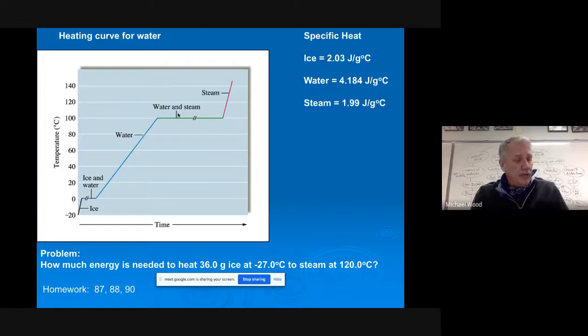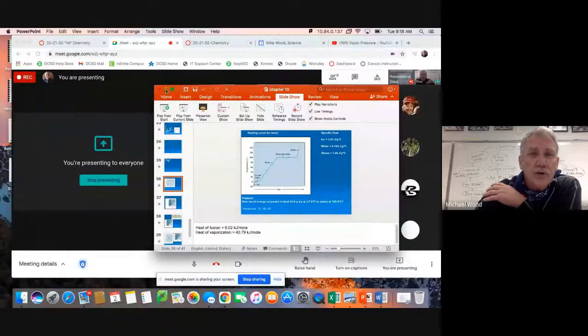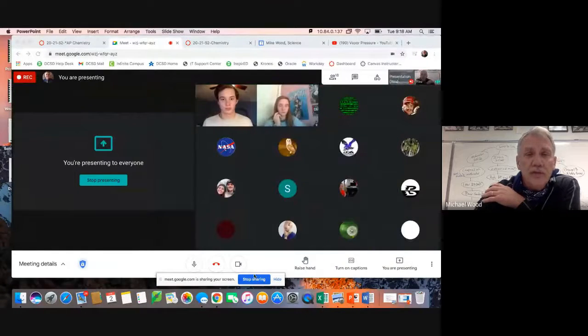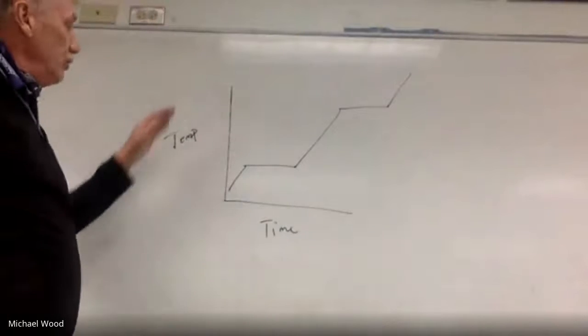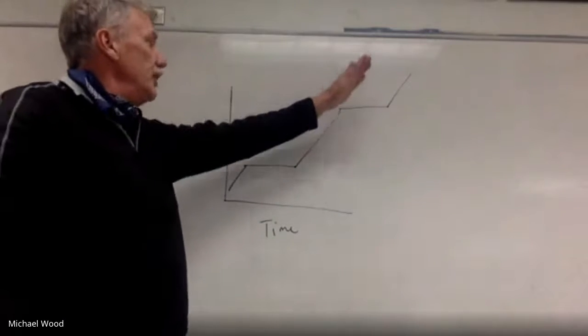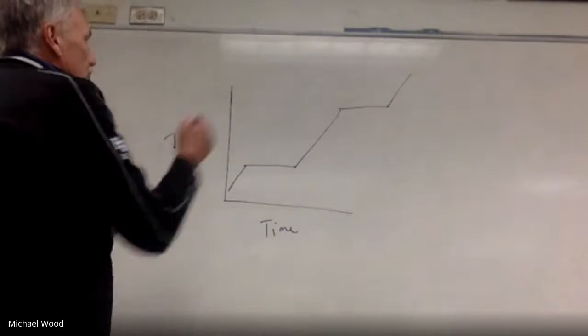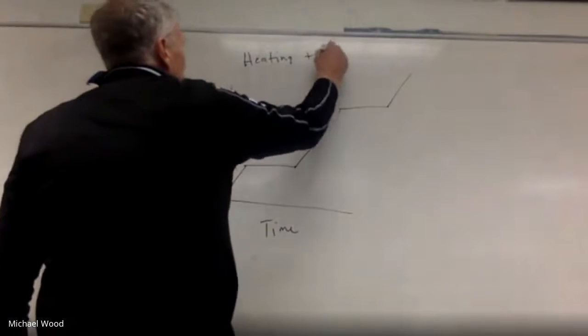Okay, so I'm going to minimize this, and again, I'm going to come back and do this for our Google Meet tomorrow. But this diagram, and actually doing this problem, always makes sense to me if I follow the diagram. So the heating cooling curve looks like this. It goes up, flattens out, goes up, flattens out, goes up. And this is a heating cooling curve, and it's usually for water.